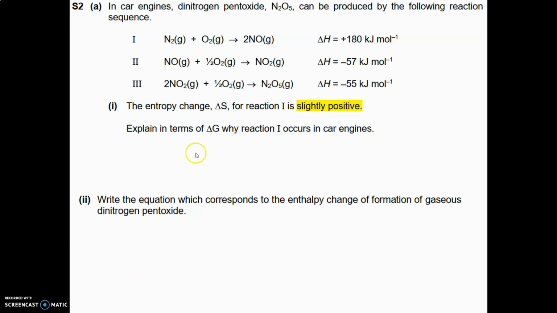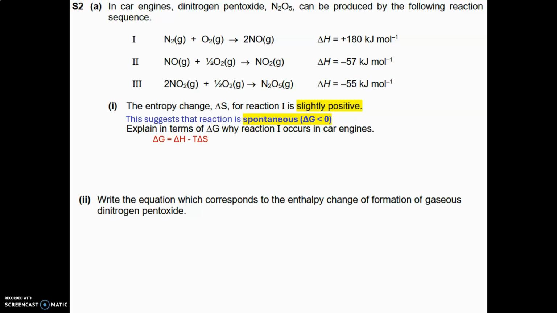Now, the question has already given you two pieces of information which you need. First, that the entropy change for reaction 1 is slightly positive. Secondly, for reaction 1, the enthalpy change is also positive. And if the question is asking you why the reaction occurs, it should be a hint that it is asking you about the spontaneity of a reaction, so delta G is less than 0. So to answer this question, you must quote the equation for delta G first. So delta G equals delta H minus T delta S.